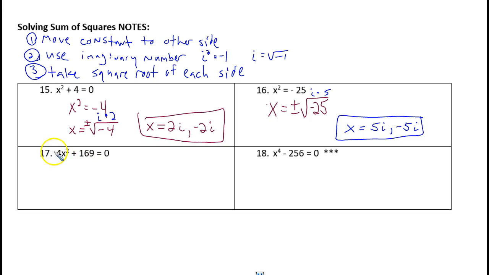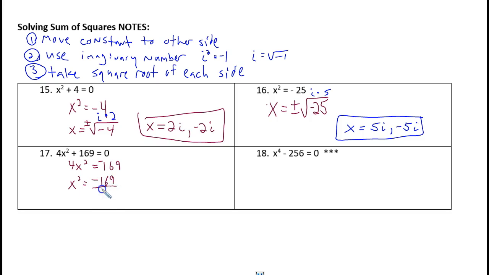All right, so here we've got 4x squared plus 169. Okay. Well, the first thing I want to do is subtract the 169 to the other side. So I'm going to have 4x squared equals, and I'm going to subtract that, 0 minus is negative 169. So what I'm going to do here is divide both sides by 4. I really want the x squared by itself. So when I divide both sides by 4, I get x squared equals negative 169 over 4.